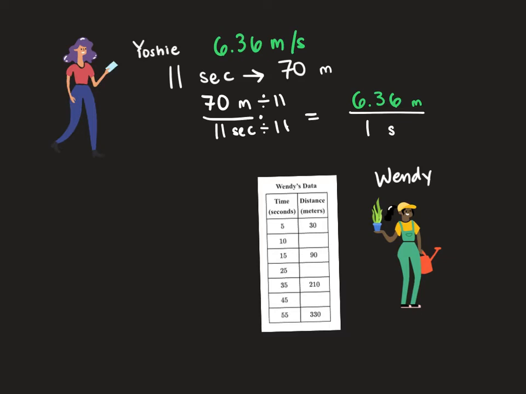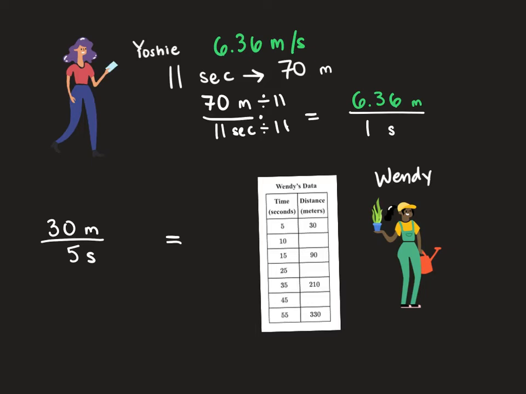Let's take a look at Wendy. We've got a whole bunch of data here. We can use her time for when she ran for 5 seconds. We can use the time for when she did it in 15 seconds. We can use the time she ran in 35 seconds. I think the simplest way to find the unit rate, though, is with the smallest numbers. So we're going to use that time that she did 30 meters in 5 seconds.